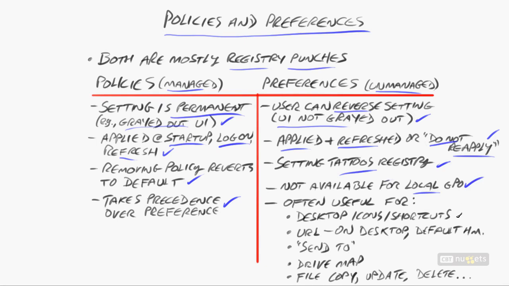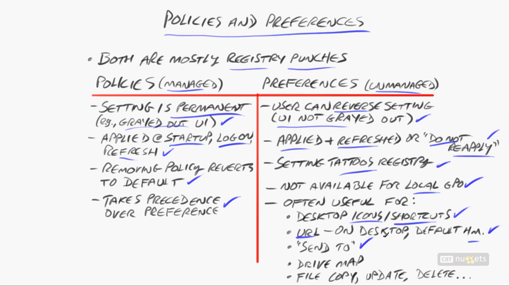Well, they're very often useful for desktop icons or shortcuts, so that you want to make something easily accessible to a user. Maybe there's an application that accounting uses every day. Well, you could put the shortcut for that application directly on their desktop for easy accessibility if you wanted to. Also, maybe you want to put a URL on the desktop or a default home page. You could configure that as well.